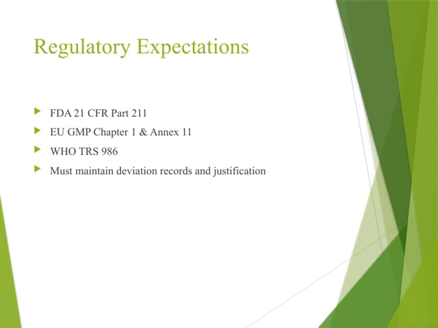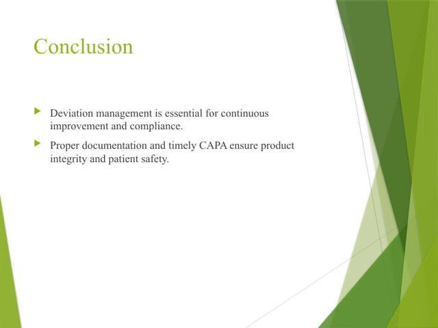So, as we wrap up, I want to emphasize that deviation management is really at the heart of continuous improvement and maintaining compliance. It's not just about fixing issues when they happen, but about actively managing deviations to prevent future problems and improve our processes over time. Proper documentation plays a crucial role here. When we thoroughly document each deviation, we're creating a clear record that helps us understand what went wrong and how to address it effectively. This is essential for accountability and for learning from each incident.